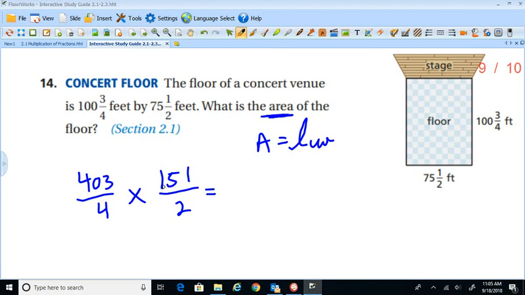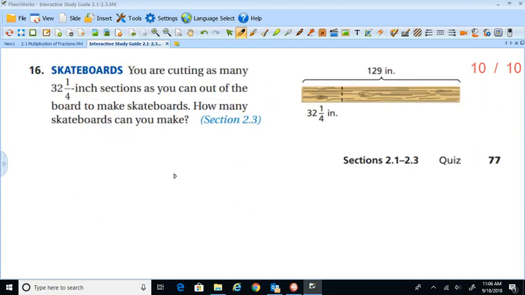So at this point, I need to do 413 times 151, and I get a huge answer, 62,363/8. Not a fun answer. And in fact, you will not have anything crazy like this on the quiz. I feel like the book here messed up. So go ahead and just skip over this problem and don't worry about it. But the last one we can definitely do.